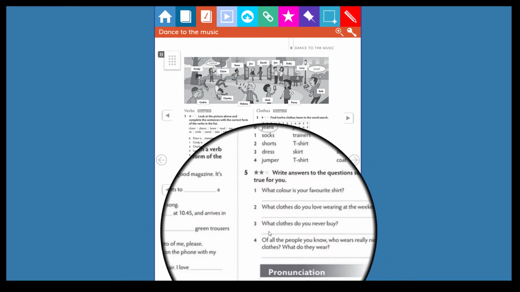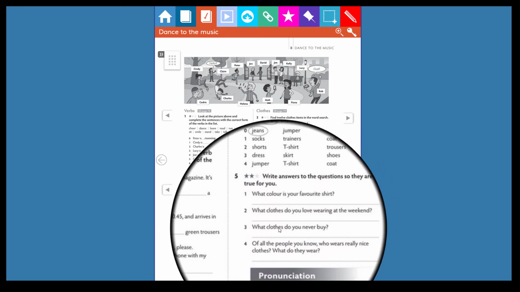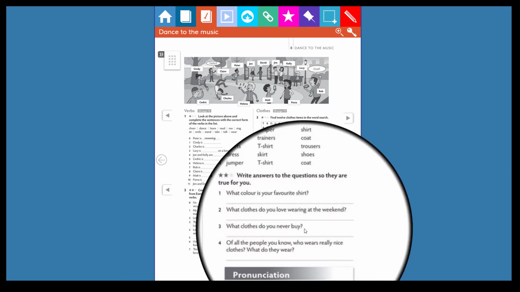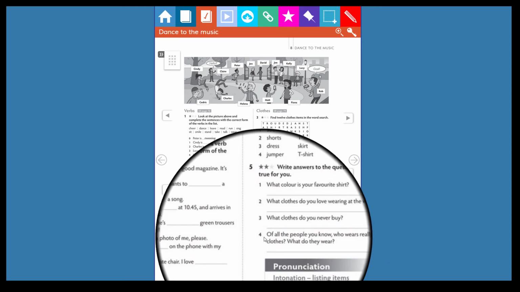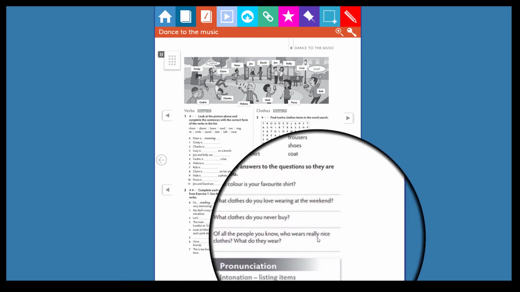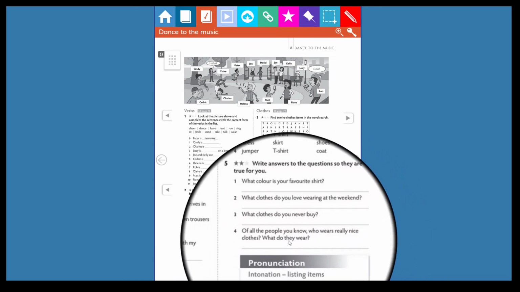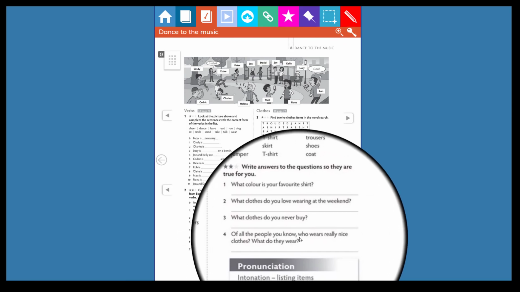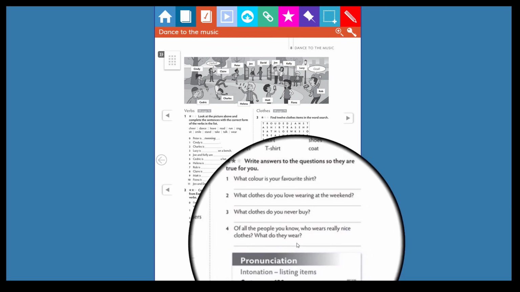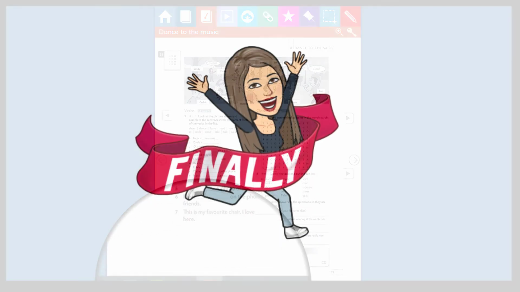Number 3. What clothes do you never buy? What clothes, ropa, do you never, nunca buy, compran? And number 4. Of all the people you know, who wears really nice clothes and what do they wear? De la gente que ustedes conocen entonces, ¿quién viste ropa muy bonita? ¿Y qué es lo que usualmente visten esas personas? Okay, very good.